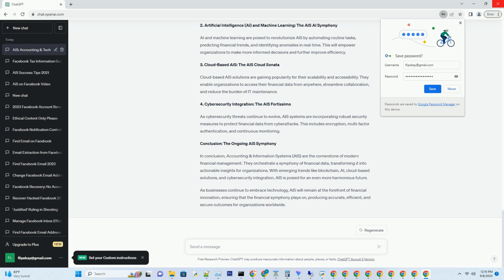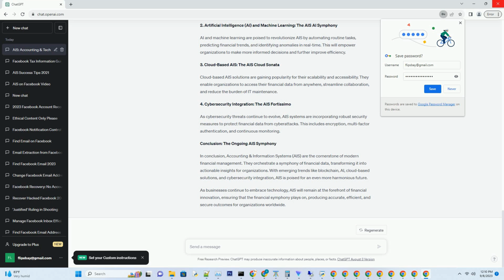Number 3: Real-time insights, the AIS overture. One of AIS's standout features is its ability to provide real-time insights into an organization's financial performance. With data updated in real time, managers can make informed decisions promptly, adapting to changing market conditions and opportunities.